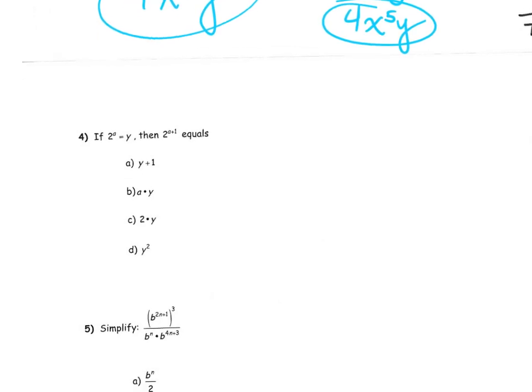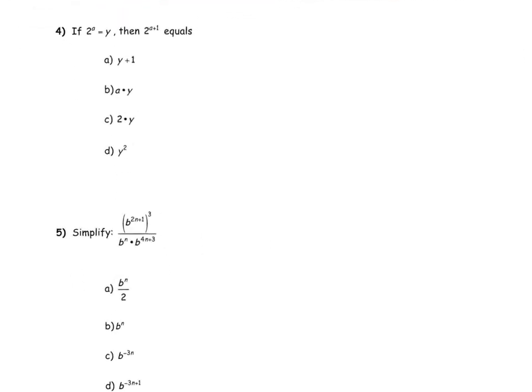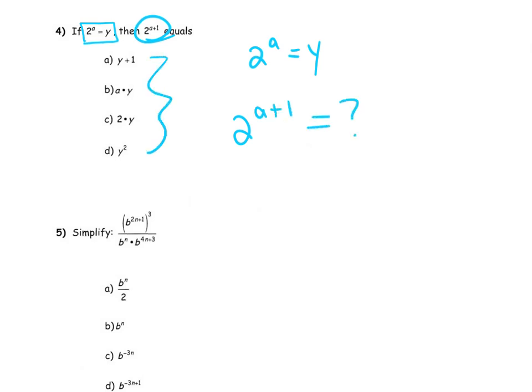All right, moving on. We're actually going to finish these: 4, 5, and 6. All right, so for question 4, let's see what we're given here. We're given 2 to the A is equal to y. And we want to know then, what is 2 to the A plus 1 equal, in terms of y? Notice how everything is in terms of y here.